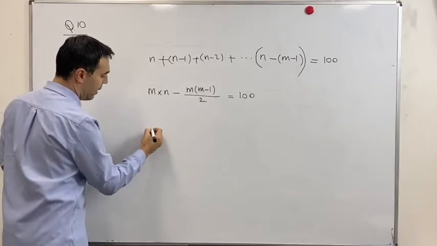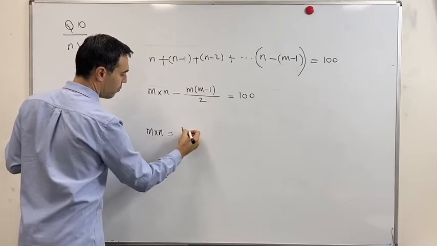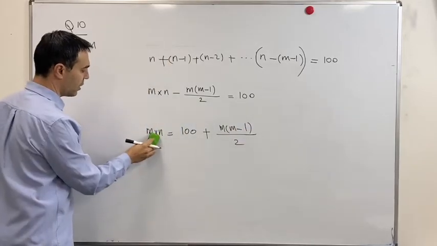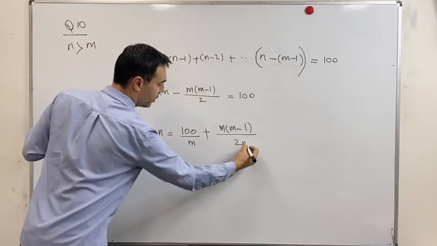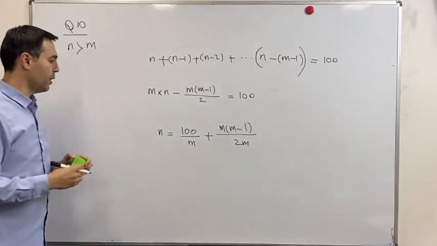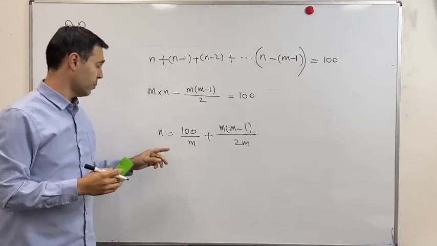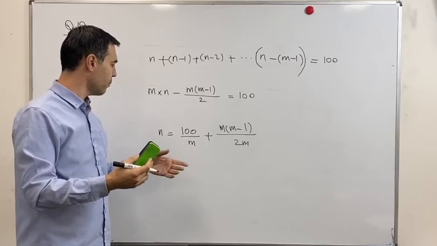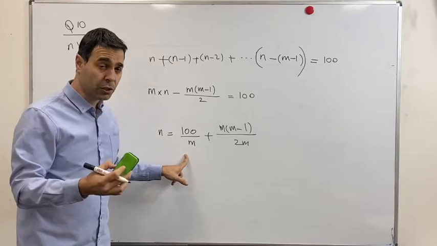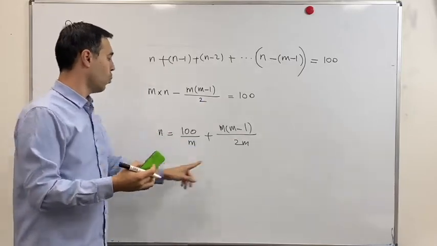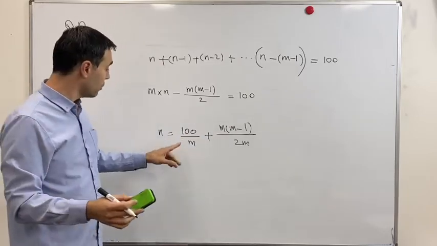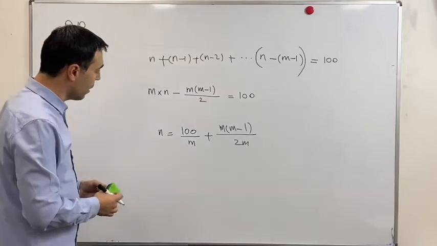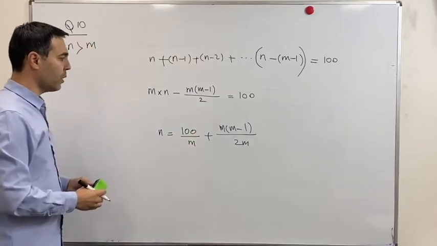Now let's do this. You're going to get m times n is 100 plus m minus 1 divided by 2. Let's divide both sides by m. So this is the equation I have to solve. Now keep that in mind, because when I said this is a combination of combinatorics and number theory, it's because of this. You know, n and m are integer numbers. So if it was just algebra, this was one equation, two unknowns, you would have infinitely many solutions. But right now you have to find m and n such that all these values are integer and satisfy this equation. So we want to solve this equation.